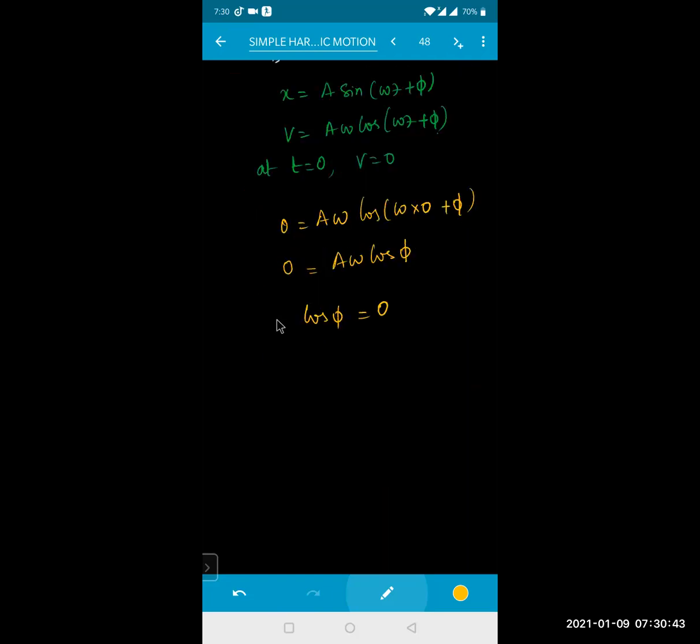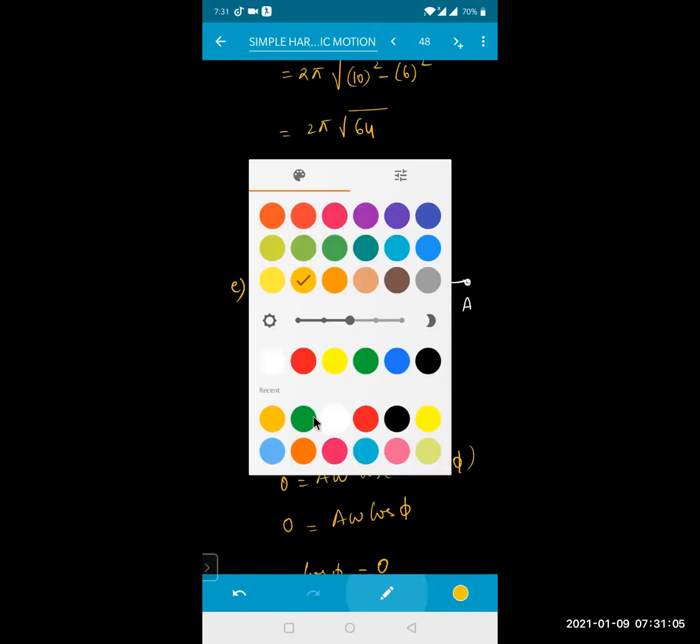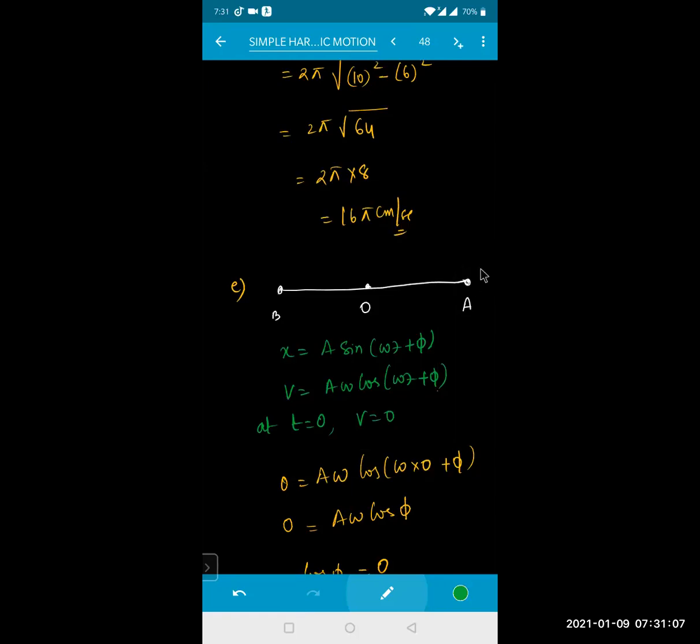So cos phi is equal to 0. For what value of cos is it 0? Cos 90 degrees, that is nothing but pi by 2. So the phi value is pi by 2. That means the particle is at 90 degrees. When the particle is at 90 degrees, the particle is at the position of A, the amplitude.